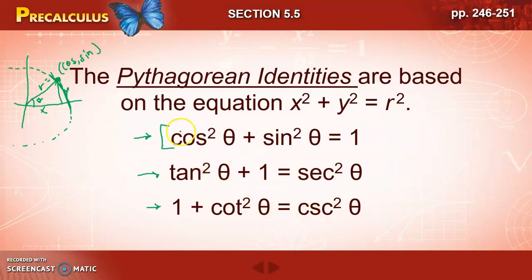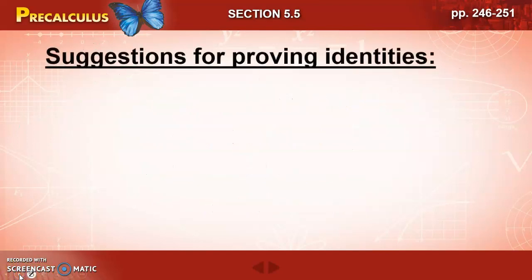So whenever you are dealing with a function or an equation or a proof, and you've got a trig value that's been squared, and you've got a 1, you really need to be thinking, oh, I bet this is a Pythagorean identity. All right, so we know our reciprocal identities, and we're going to learn and memorize our Pythagorean identities. Now let's talk about how we can use that to prove identities.